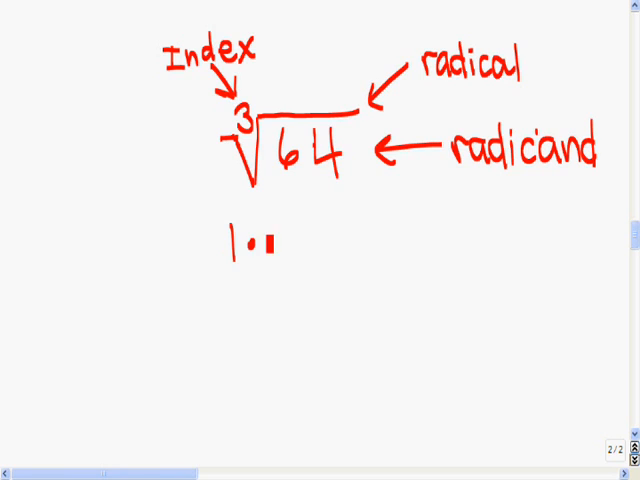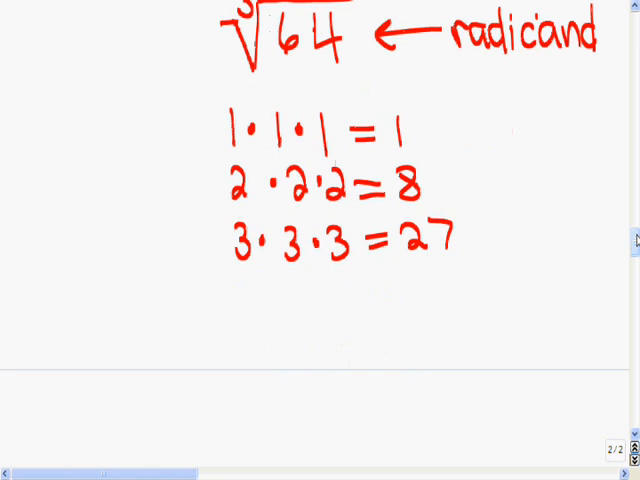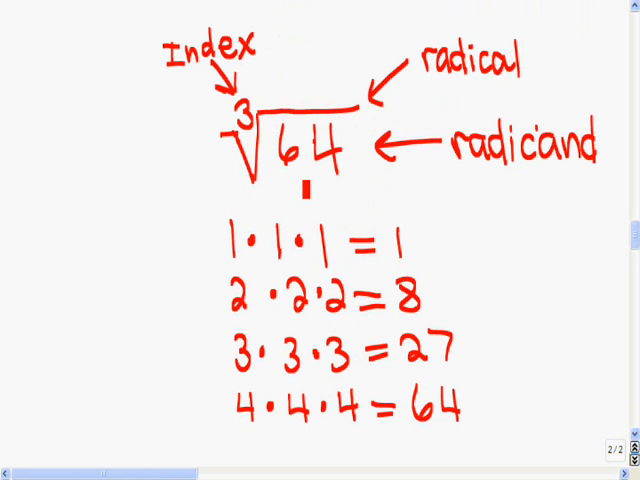1 times 1 times 1 equals 1. 2 times 2 times 2 equals 8. 3 times 3 equals 9, times 3 equals 27. 4 times 4 equals 16, and 16 times 4 equals 64. So my answer to this radical expression is 4, because 4 times itself 3 times gives me the radicand, which is 64.